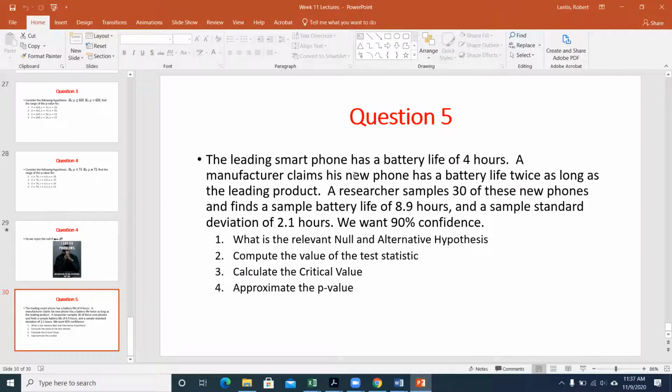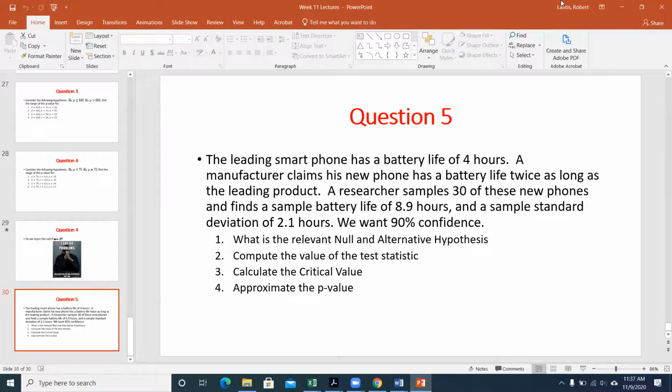this one's a little bit, I wouldn't give you one this complicated on the exam. But what we want to see is the manufacturer is claiming that it lasts more than the average of 4 hours, right? Twice as long. So if it lasted longer than twice 4 hours, it would be greater than 8 hours of battery life, right? That's really what this manufacturer is claiming.